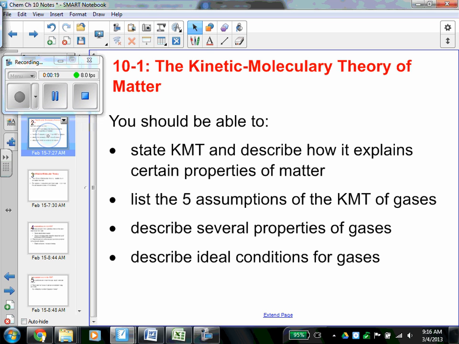Okay, so in section one, the kinetic molecular theory of matter, one of the more important theories that we need to discuss, we're going to take a look at how it applies to gases. So here's the objectives. You need to state the KMT, which stands for the kinetic molecular theory, and describe how it explains certain properties of matter. There are 5 assumptions of kinetic molecular theory as it applies to gases, so make sure you know those. And then you got several properties of gases and ideal conditions for gases, so we'll get into all those.